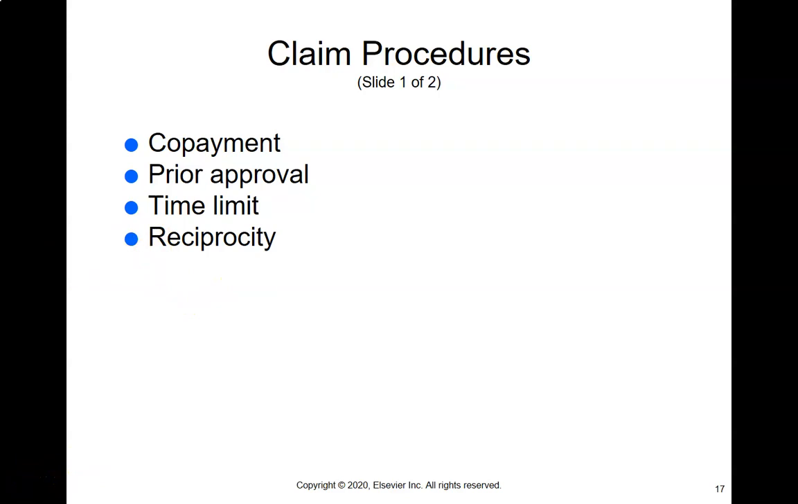Each state has its own time limit for the submission of a claim. The time limit can vary from 2 months to 12 or 18 months from the date that the service was rendered. A bill can be rejected if it is submitted after the time limit unless the state recognizes some valid justification. Most states have reciprocity for Medicaid patients who require medical care while out of state.